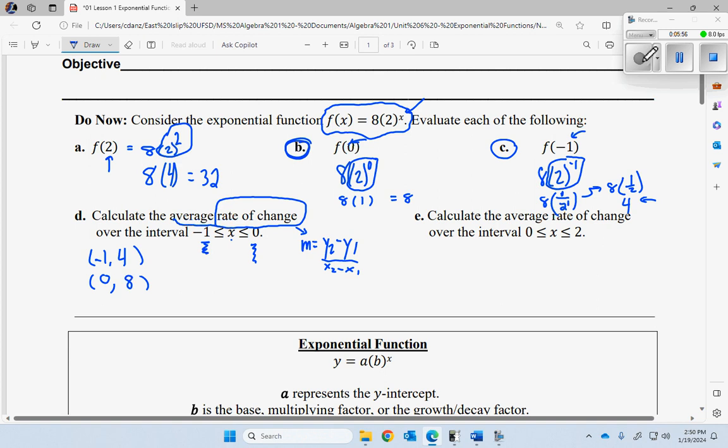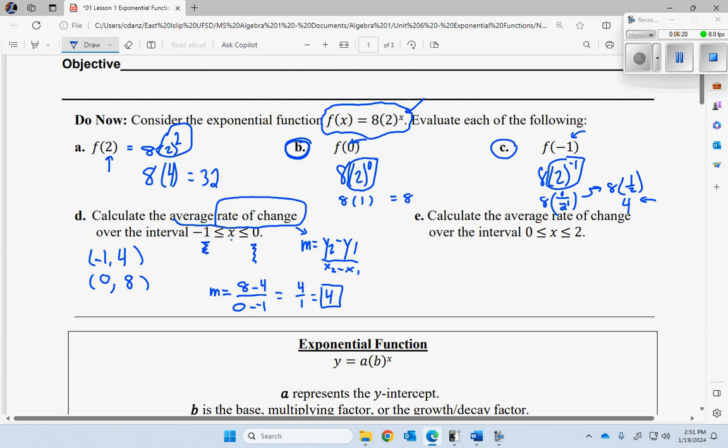So these are the 2 points I'll use the slope formula for, and it will help me find the average rate of change between these 2 points. So the average rate of change would be 8 minus 4 over 0 minus -1, which turns out to be 4 over 1, which really simplifies to be 4.